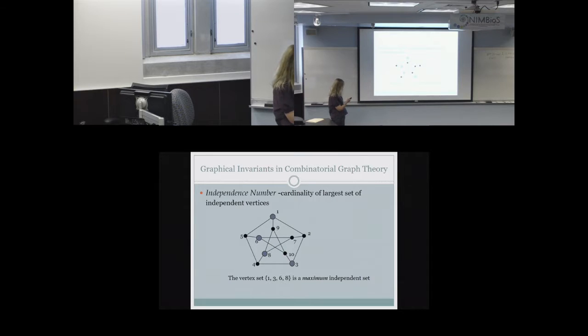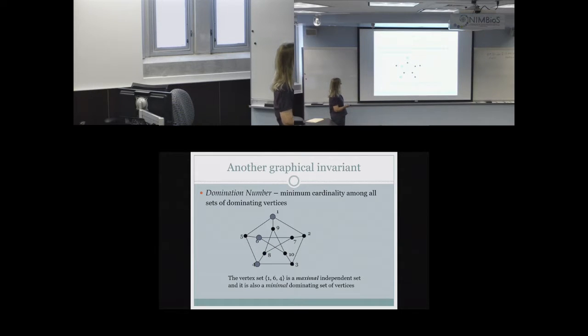Okay. Let me make sure I push the right button now. Here's another one: the domination number. Okay, so we go back. We've got 1, 6, and 4. And the domination number, whereas for the independence number we were looking for the maximum.